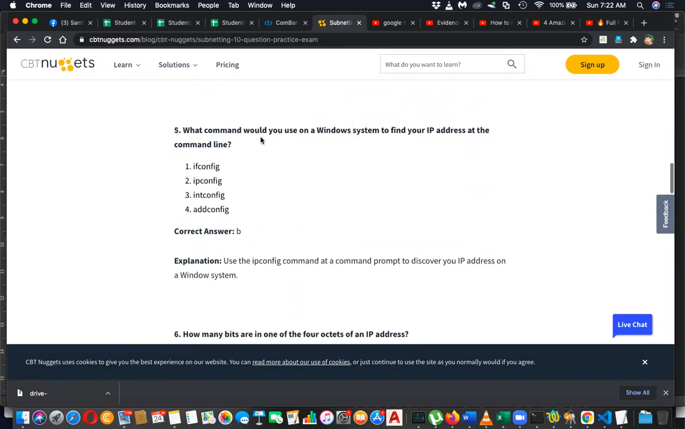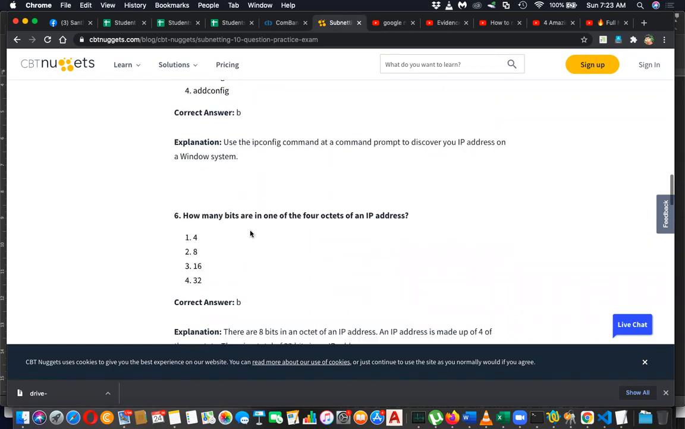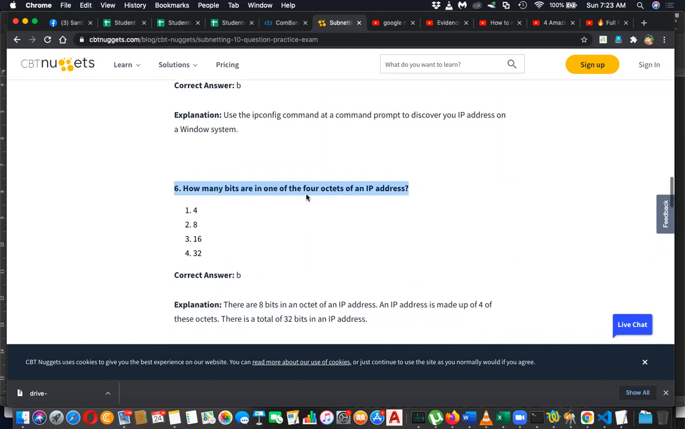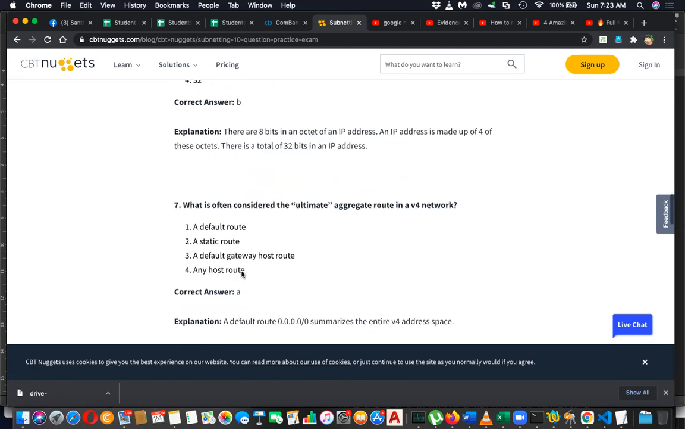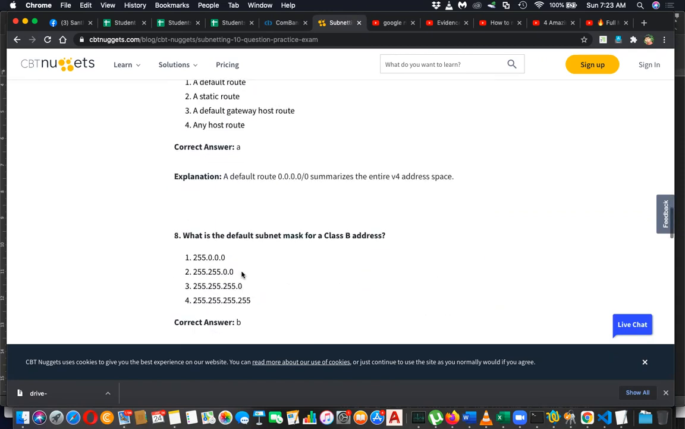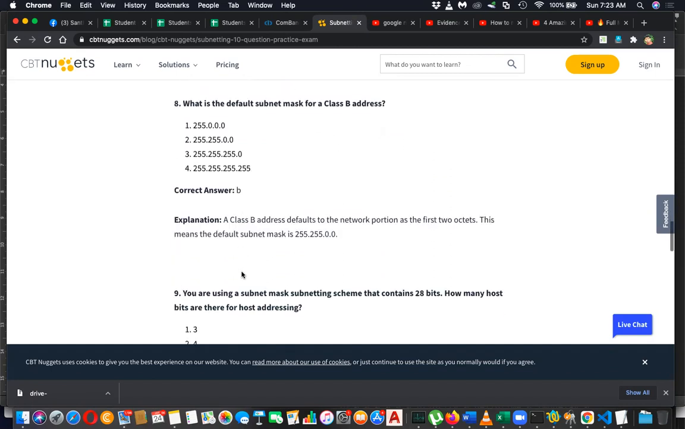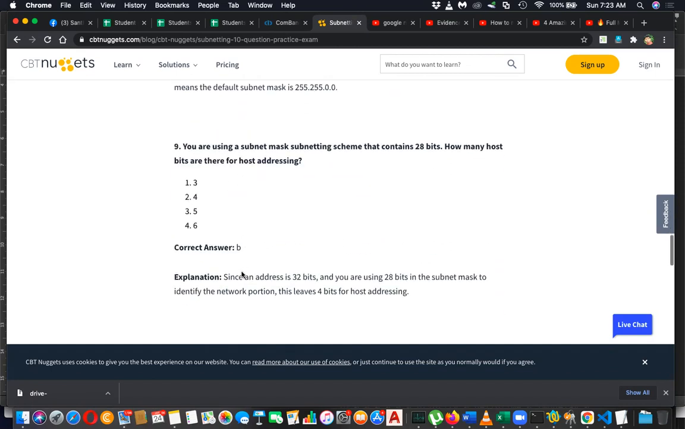What would be used in Windows to display the IP address on the command line? It is ipconfig; in Linux, ifconfig. So how many bits are there in each of the 4 octets of an IP address? Yes, you know that. How many bits are in one of the 4 octets? It's 8. Answer is B. So these are easy questions. And so forget about subnet mask.